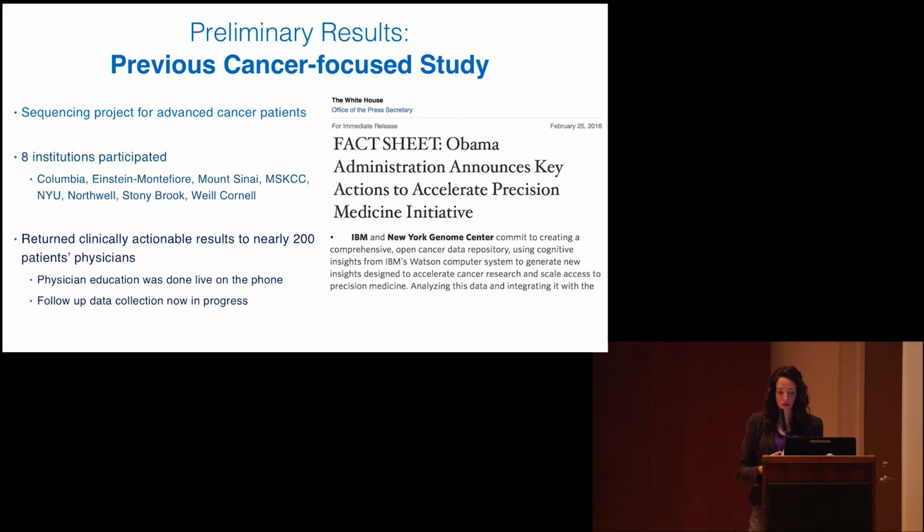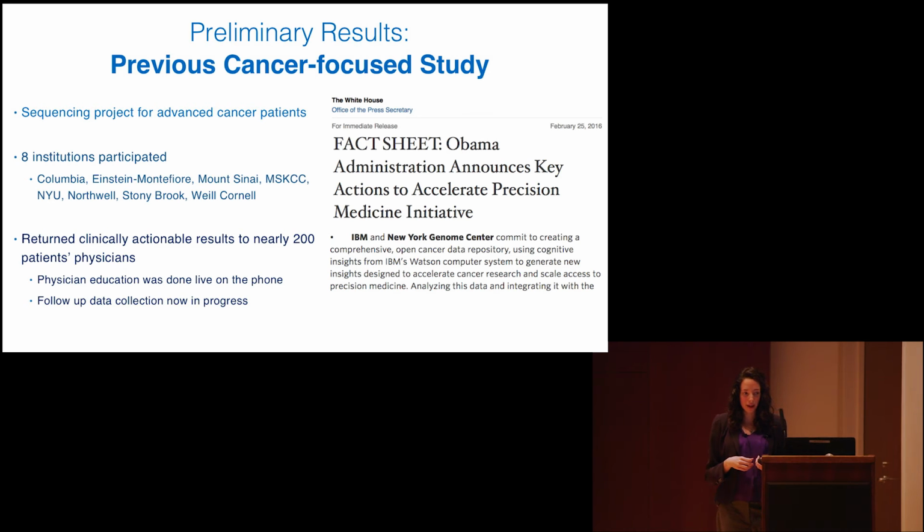So the last part is about getting to what the team that I'm part of currently does to try to expand the use of genomics in healthcare. And then I also wanted to talk about open questions in the field, such as making sure that patients understand what's happening to their data. So a study that we have recently taken on is a cancer-focused study. And so it was actually announced as part of an Obama Precision Medicine Initiative Summit. It was a partnership between IBM and the New York Genome Center.